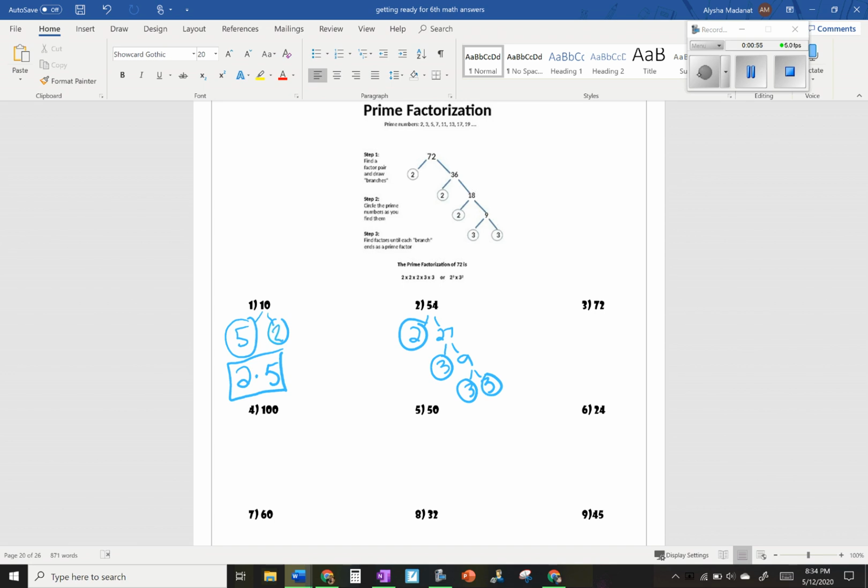So when we write this out, you can write 2 times 3 times 3 times 3, or in 6th grade, we use exponents. So 2 times, and you've got 3 3s, so it's going to be 3 to the 3rd power.